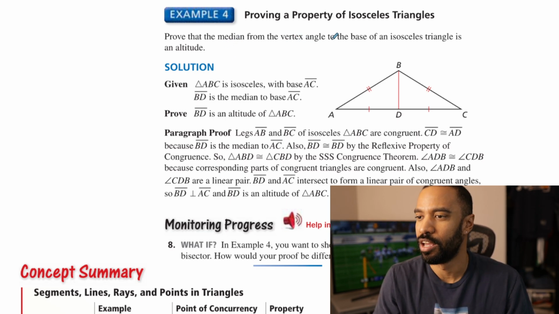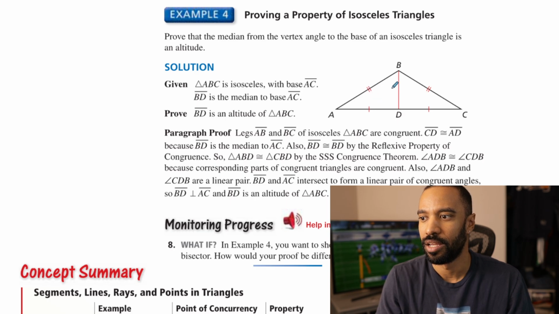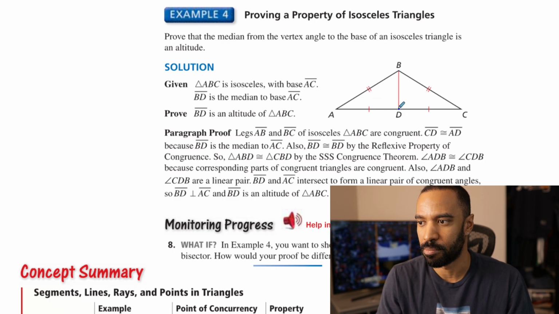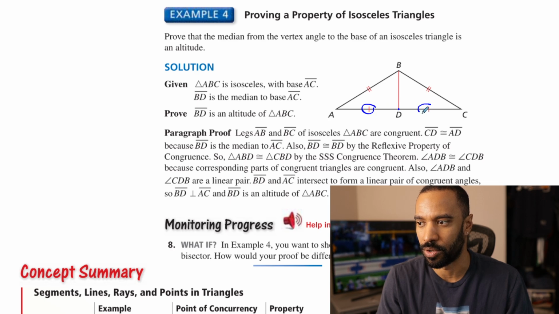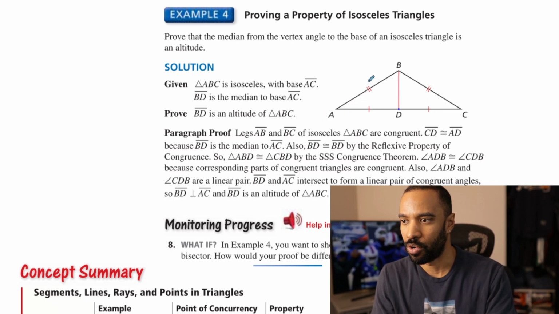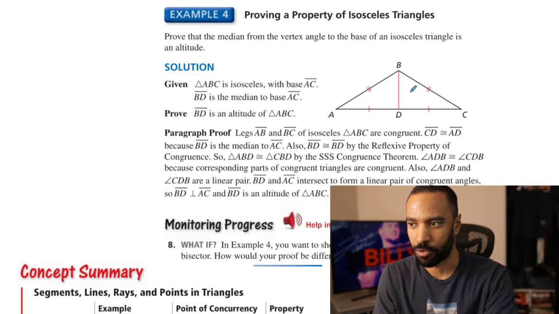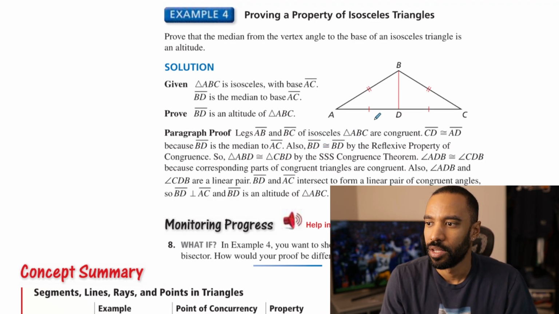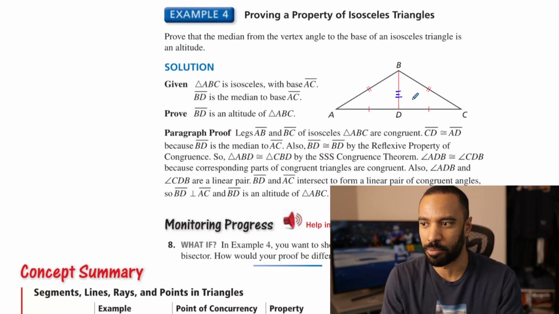Prove that the median from the vertex angle to the base of an isosceles triangle is an altitude. Let's prove that. They know it's a median, so D is the midpoint, therefore these are congruent. And we're also given it's an isosceles triangle, therefore we know those are congruent. So let's see what they do. They're going to obviously use the reflexive property here in a moment to show that's congruent.